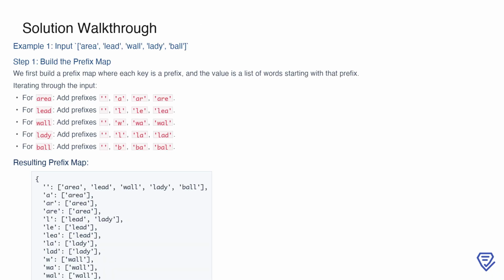To solve the problem of building word squares, we begin by constructing a prefix map. This map is a dictionary where each key is a prefix of a word, and the corresponding value is a list of all words that start with that prefix. For example, with the word area, we generate prefixes like an empty string, a, ar, and are, and map them to the word area. Similarly, for lead, we add prefixes like l, le, and lea. By iterating over all the words in the input list, we systematically add their prefixes to the map. The result is a comprehensive prefix map that allows us to quickly retrieve all words matching any given prefix. This map becomes a cornerstone for efficiently exploring and validating word squares.